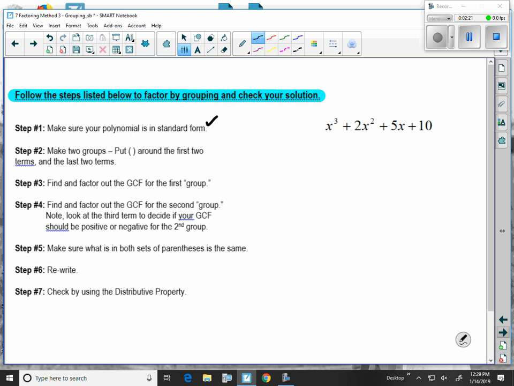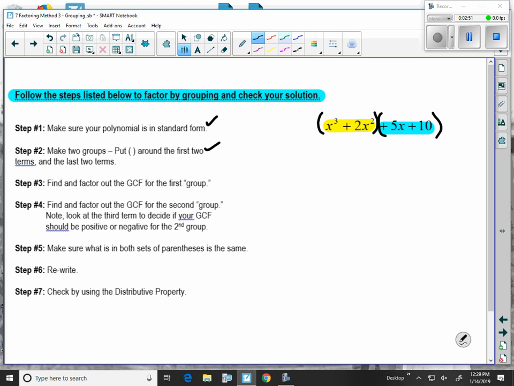Step 2. Make 2 groups. Put parentheses around the first 2 terms and the last 2 terms. If you have a highlighter, you can do a highlight instead of parentheses. You can highlight those here and then do a different color for your second group. You can do it however you want. So we put our parentheses around or we highlight.